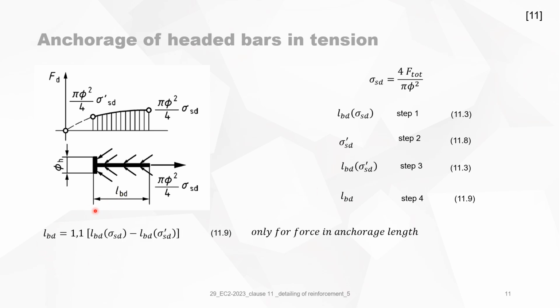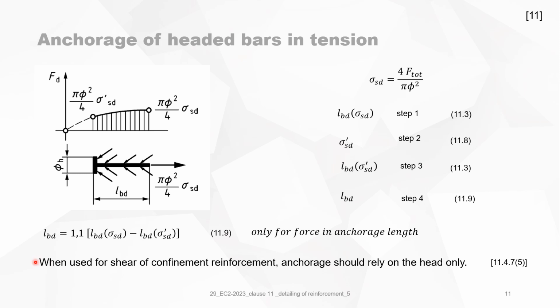And LBD, this one, is equal to the difference between the two anchorage lengths based on sigma SD and based on sigma accent SD, and multiplied by a safety coefficient of 10%. This is only for the force in the anchorage length, which is there, from there. And when used for shear or confinement reinforcement, anchorage should only rely on the head only, so only on sigma accent SD. We will give in the next video an example how to deal with that.